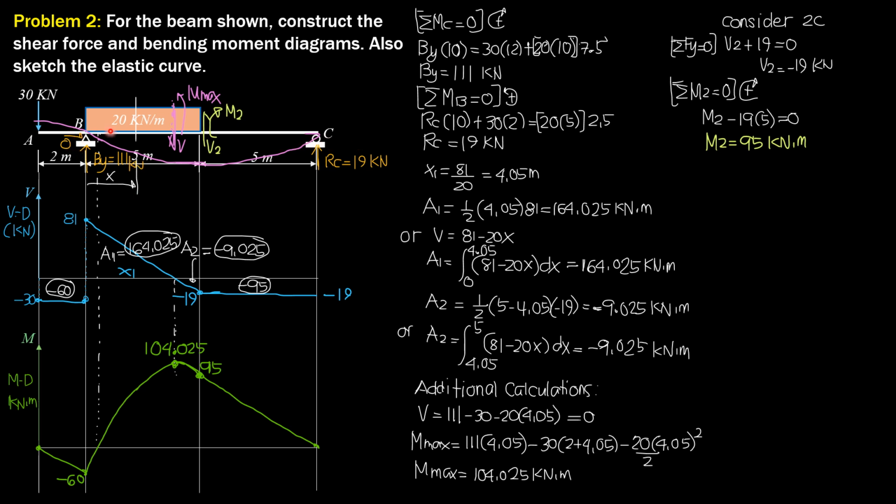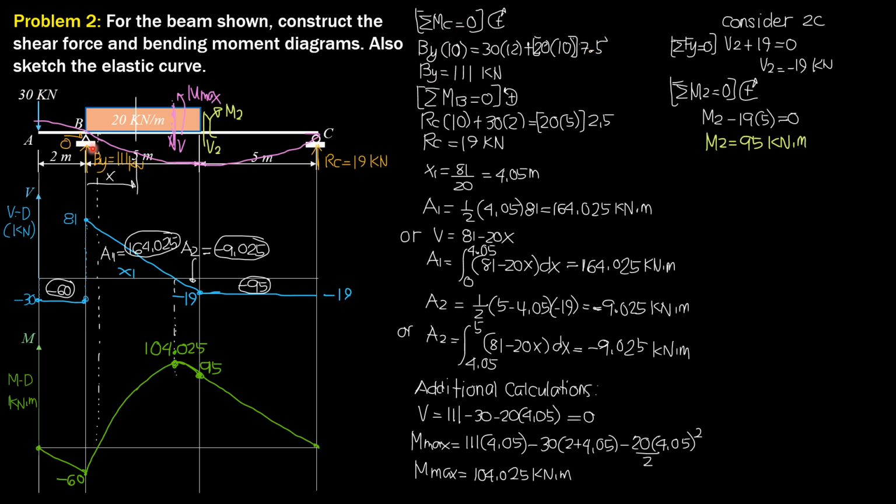Bx is 0. Of course, there's no inclined loading. So By, summation moment C equals 0. By times 10 meters equals 30 times 12 plus 20 kilonewton per meter times 5 meters. And this distance is 2.5 plus 5, so 7.5. So By is 111 kilonewtons upward.